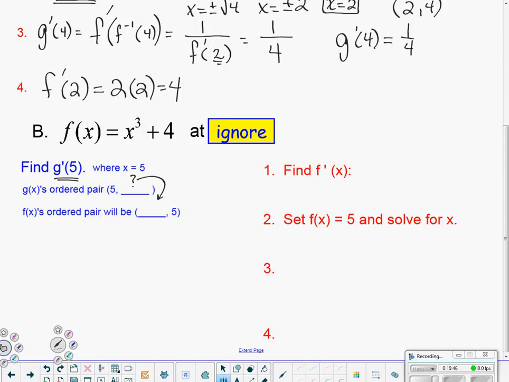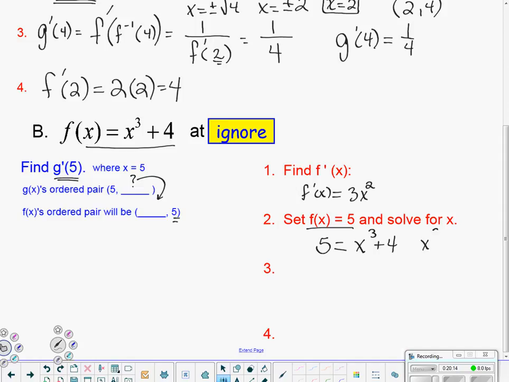So one thing we will have to find is f prime of x. So I'm going to just go ahead and get that done. F prime of x is 3x squared. Let's find this x value here. So I can say that f of x is equal to 5. Or 5 is equal to, where is f of x? Right here. X cubed plus 4.